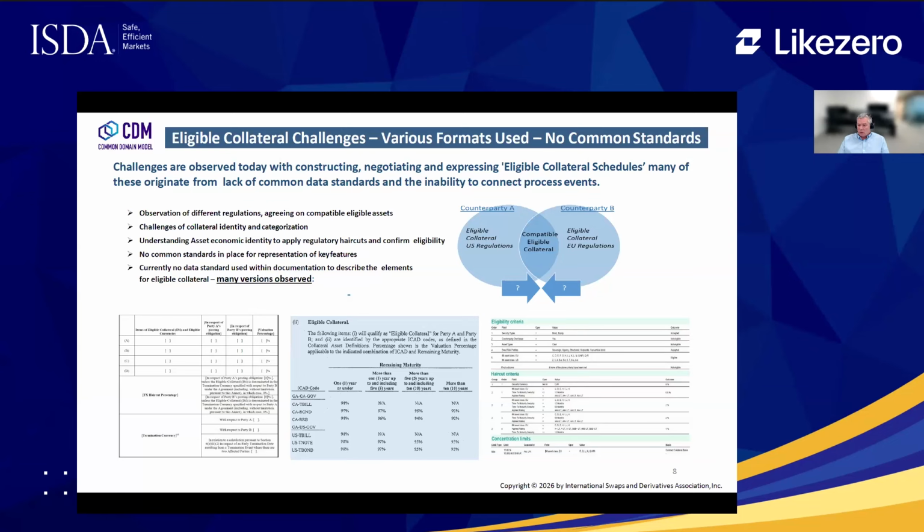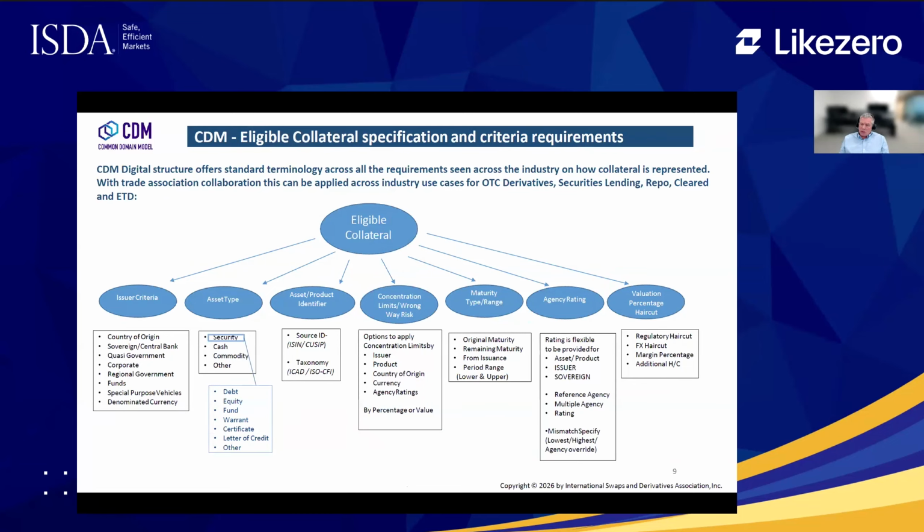Now, the CDM can add clarity by using standardized terminology and data to represent this information, to promote interoperability and efficiency between systems. So through our working group structure, we've worked with many members over the years to define a model for capturing all the key information for eligible collateral, such as nature of the issuer, the asset type, certain source IDs and taxonomies are also included, concentration limits, maturity profiles, agency ratings, and treatment rules such as valuation haircuts and many different forms of those. So the CDM model has a robust structure in place for representing all of this information in a common format as data. And we've demonstrated it using many different industry samples over several years.